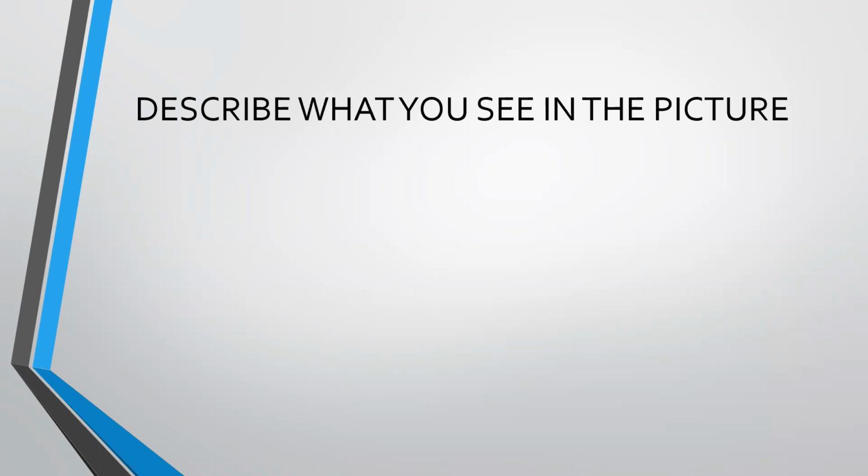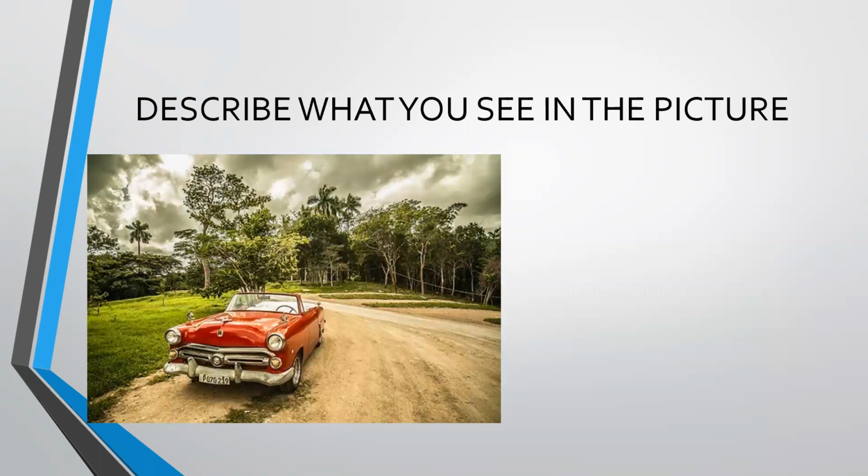Describe what you see in the picture. Here's a picture. Can you describe it? Well, most of you would say, I can see a red car in the picture. There are some trees in the background. Yes, there is a number on the car. There are clouds in the sky. What else can you see? How else can you describe this?